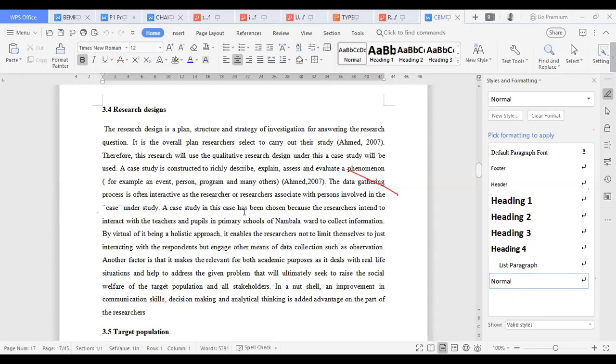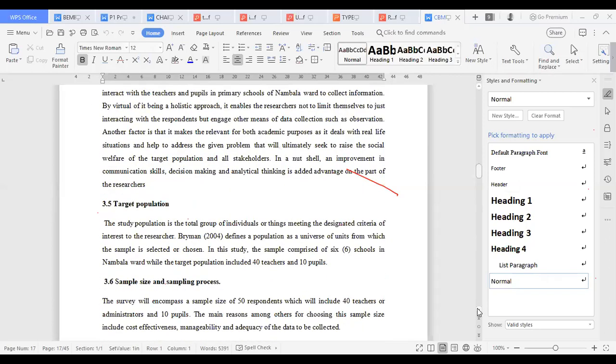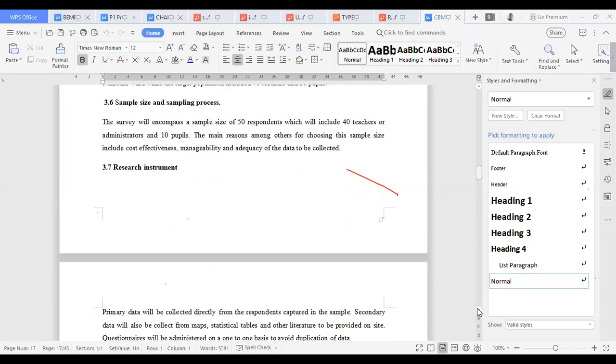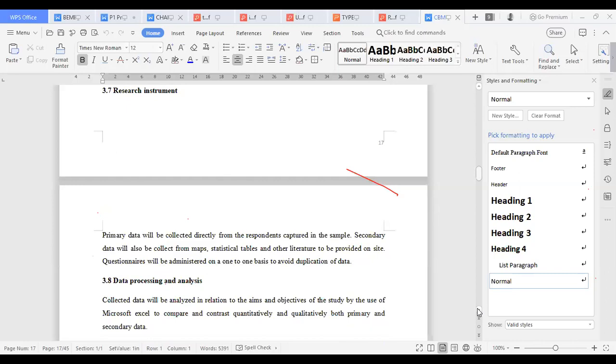A case study in this case has been chosen because the researchers intend to interact with the teachers and pupils in primary schools of Nambala to collect information, which is data, of course, there's a difference. Then from there, you look at the target population, the sample size and sampling process, okay? So the survey will encompass a sample size of 50 respondents, which include 40 teachers and administrators. Then you look at the research instruments that are going to be used.